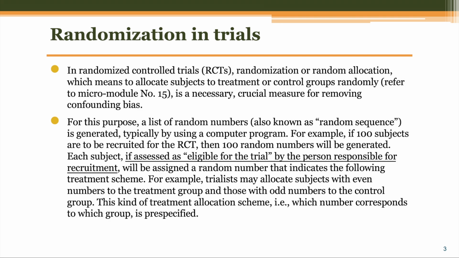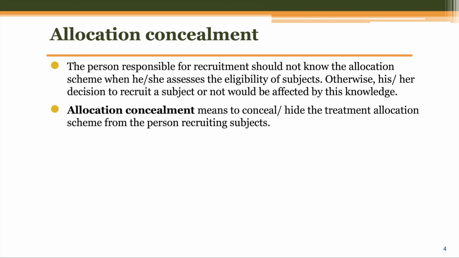But is that all it takes to eliminate confounding? There is one more critical point. The person responsible for recruitment should not know the allocation scheme when he or she assesses the eligibility of subjects. Otherwise, his or her decision to recruit a subject or not would be affected by this knowledge. This is why we need a process called allocation concealment, which means to conceal or hide the treatment allocation scheme from the person recruiting subjects. By doing so, we prevent selection bias and help maintain the integrity of the randomization process.